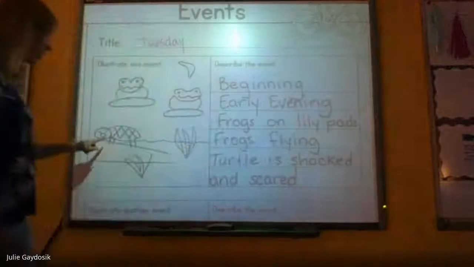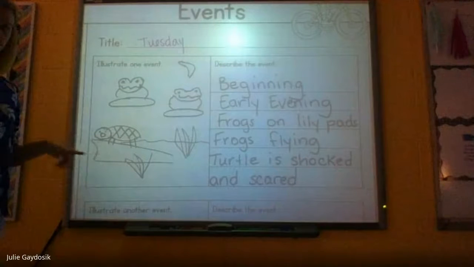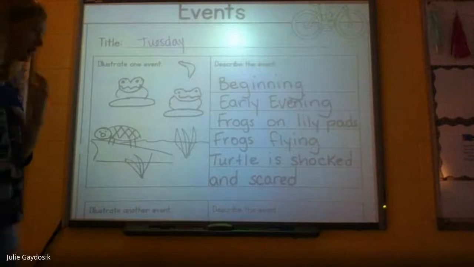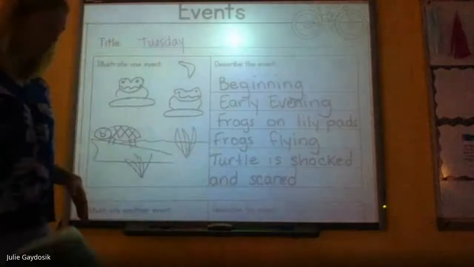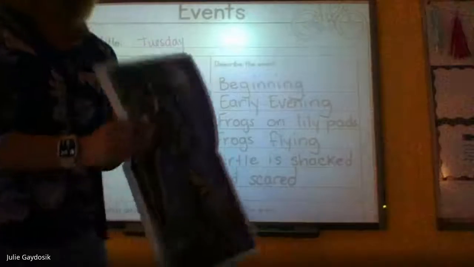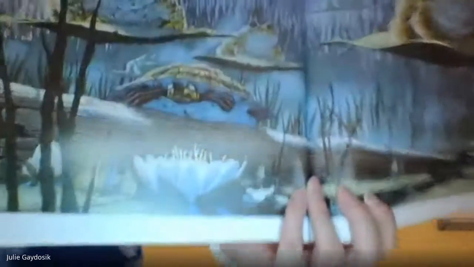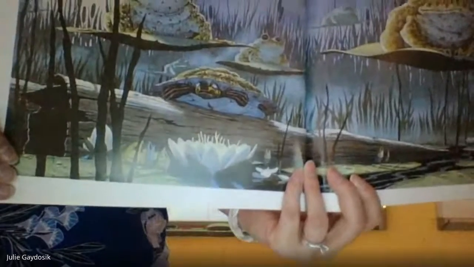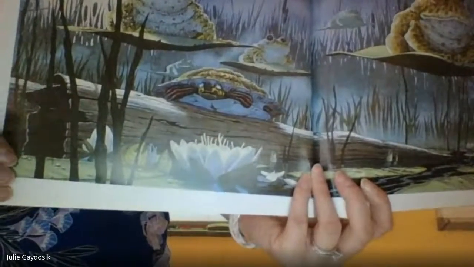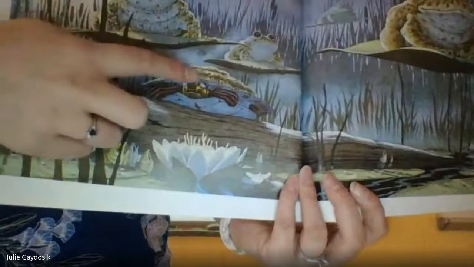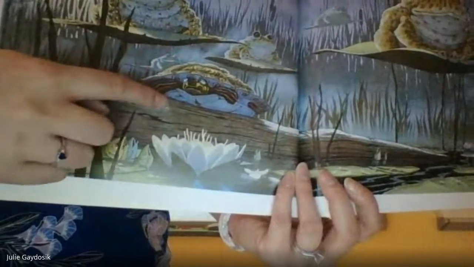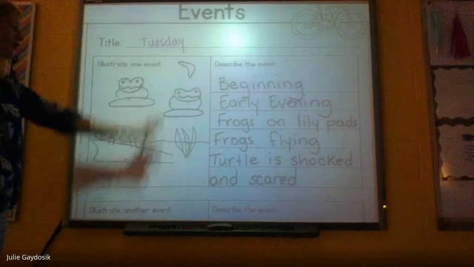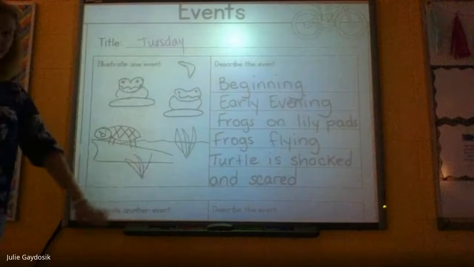And then the turtle, he has his mouth open because he's like, oh, right? He's like, oh my goodness, what is going on? So he's shocked. And I think he's a little bit scared. So look at him here. If you look at him here, he's kind of like freaking out a little bit. He's kind of actually going back under his shell because he's like, oh my goodness, what is going on? So that is how I would illustrate an event and describe an event.